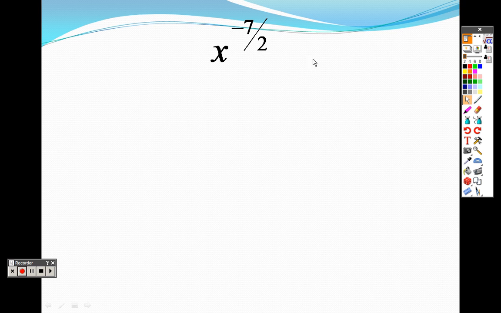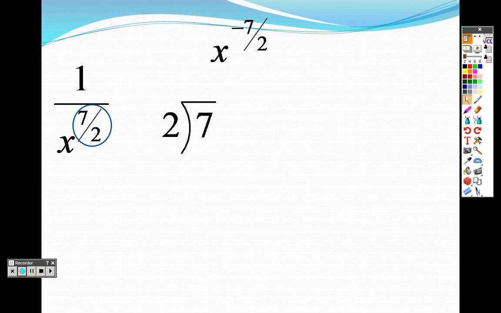So negative exponents. We know we can't have negative exponents, so since that's on top, I have to move that to the bottom, so I get 1 over x to the 7/2. And because this is improper, I need to split it up. Another easy way to do this in one step is change the improper fraction to a mixed number. So 7 divided by 2, it goes in 3 times, so 2 times 3 is 6. We subtract to get a remainder of a half.